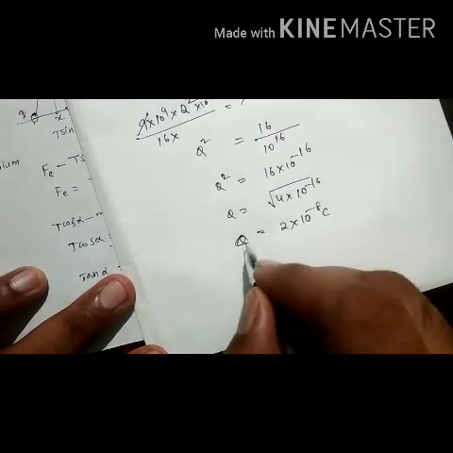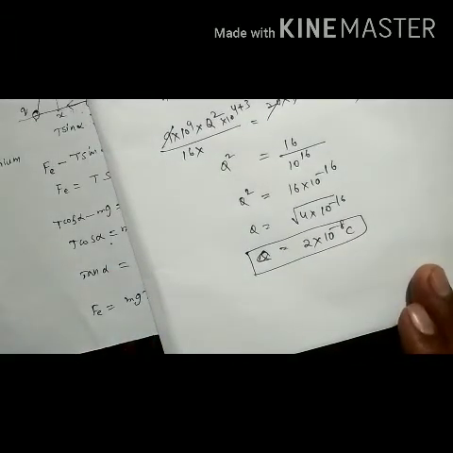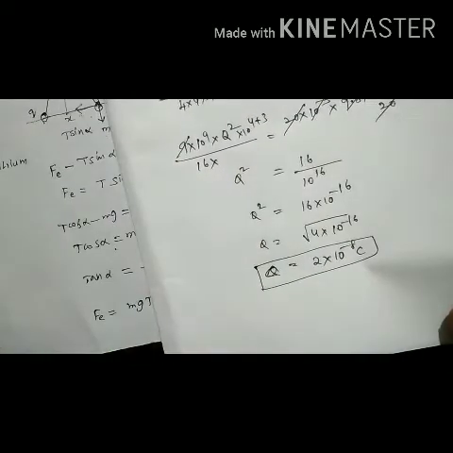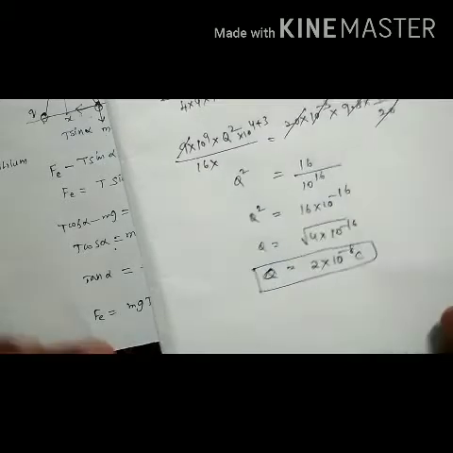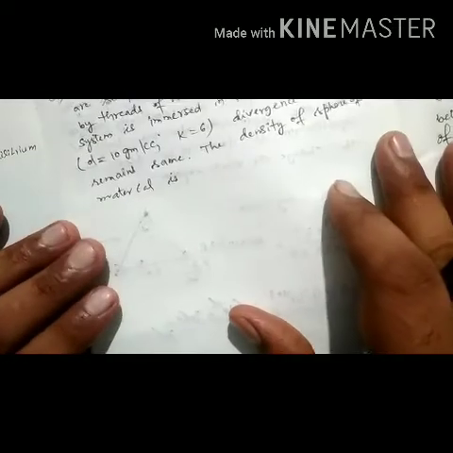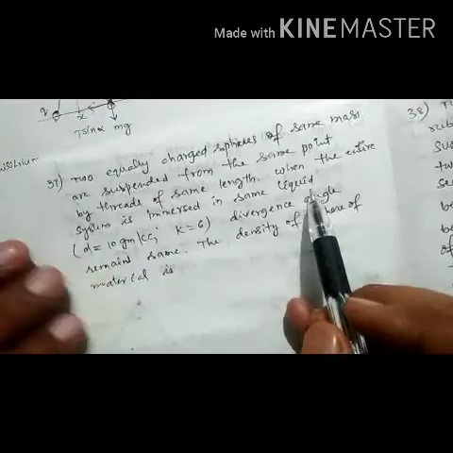So this is the answer. If you verify it, you will get the same answer. So the 36th one is nearly, approximately this. Okay, next, if there is any modification, you can check. Here the cancellations are there, just check it. Next problem: two equally charged spheres of the same mass are suspended from the same point.